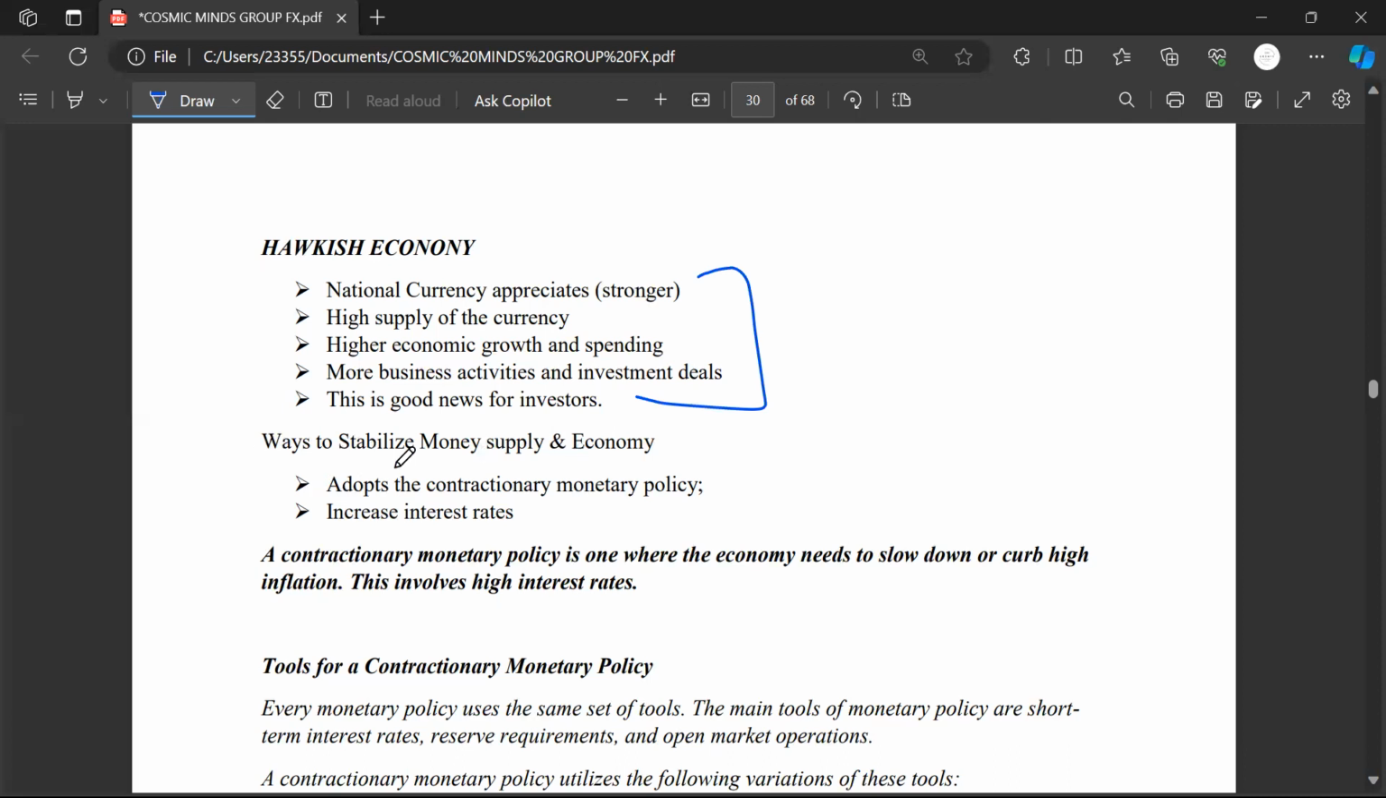So the way is to stabilize the money supply, and then you stabilize the economy, by checking and containing the money supply. So what do they do? They adopt the contractionary monetary policy, right? They will adopt the contractionary monetary policy. And then what do they do? They increase interest rates. It means that if you go and borrow money, the interest rates attached to that will be high. It's as simple as that.